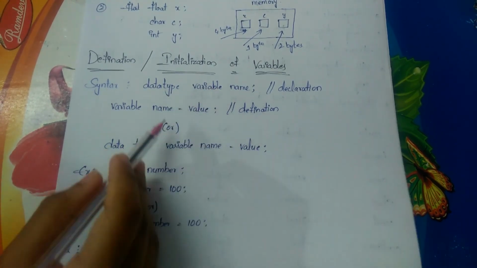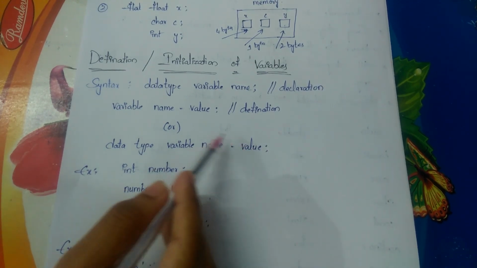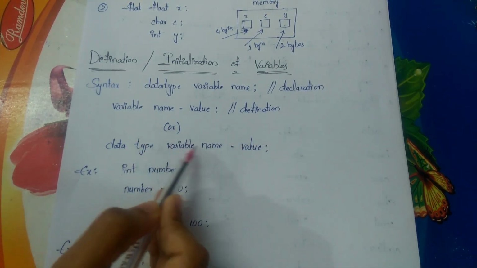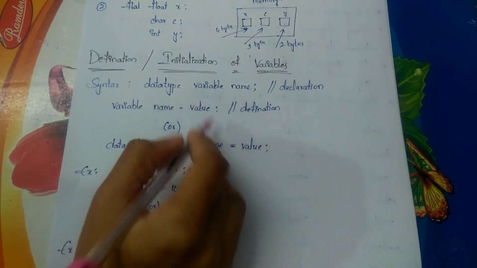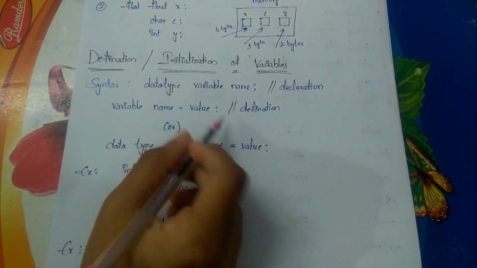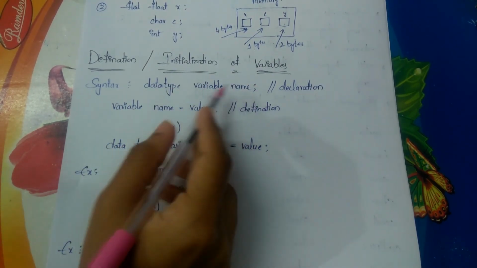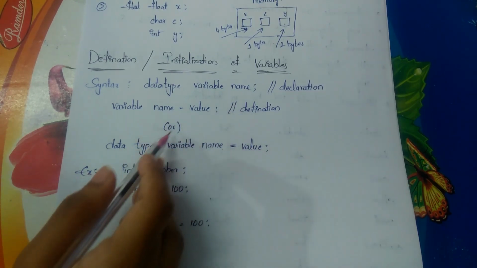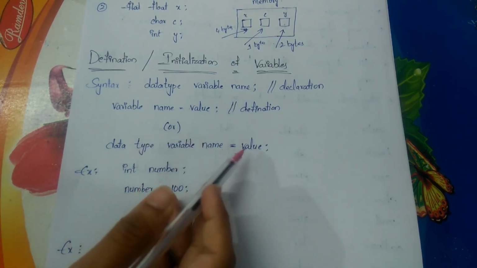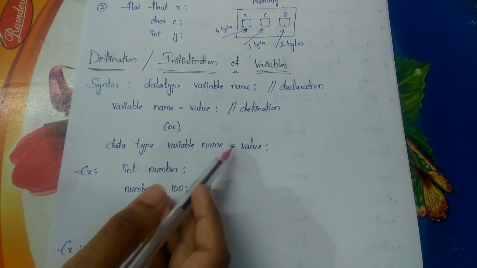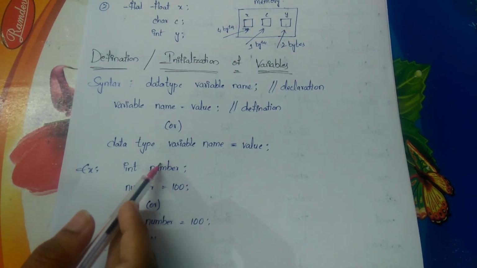Or in the same line only we can declare and also initialize, like data type and variable name is equal to some value. So there are two ways of initializing a variable. The first one is taking the data type and declaration first, then after that the initialization. Syntax 2 is in the same line we are declaring and initializing the variable. So these are the two ways to initialize the variable.